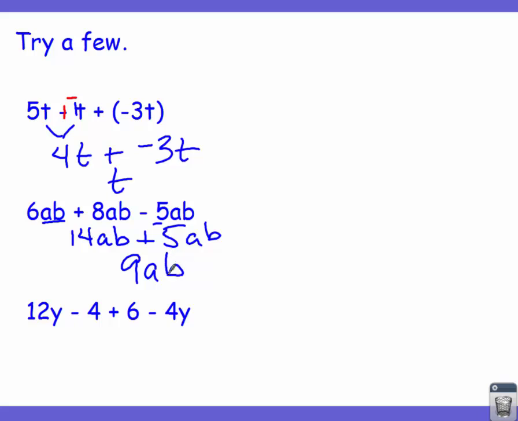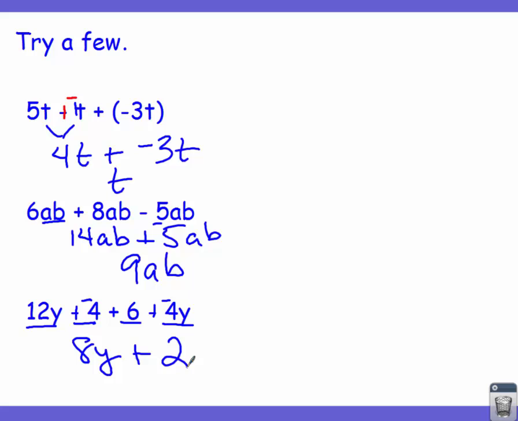Okay, now in the last one, again, we've got some subtraction here. So I'm going to change subtraction to addition next to its opposite. Now I can rearrange. That's the ability it gives me. So I can now take the 12y and the negative 4y, put those together to get 8y. And then the negative 4 and the 6 go together to make a 2. So that's combining like terms.